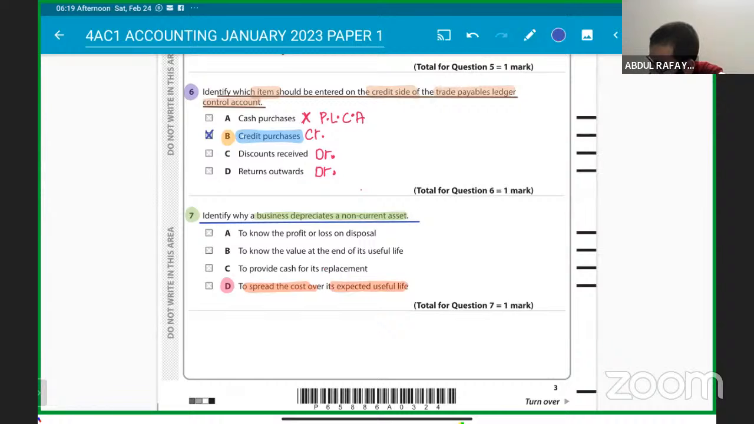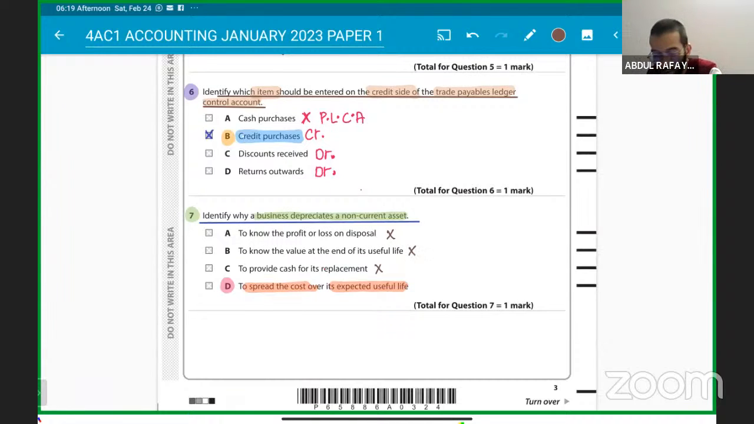The other options are not possible, because depreciation is a non-cash expense, so there is no cash perspective here. There is no need for cash to know the profit or loss on disposal. That is not the reason why we are doing it. Profit and loss on disposal is a separate thing, and we don't do depreciation for that purpose.